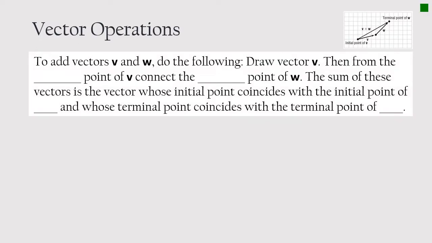So when we talk about vector operations, we're going to talk about addition, subtraction, multiplication with vectors. So to add two vectors, v and w, the way that would look is v plus w. Draw vector v, and then from the terminal point, that means the endpoint of v, connect it to the initial point of w. The sum of these vectors is the vector whose initial point coincides with the initial point of v and whose terminal point coincides with the terminal point of w.